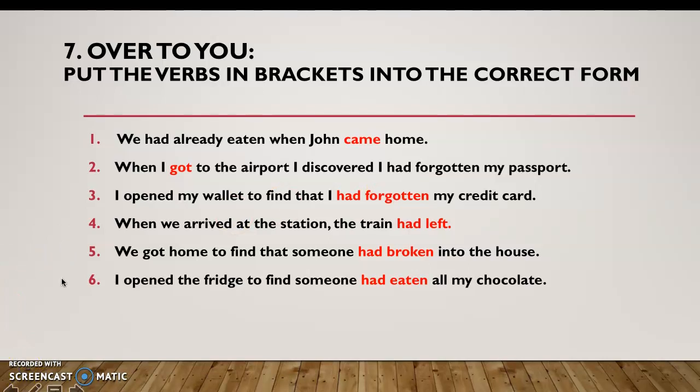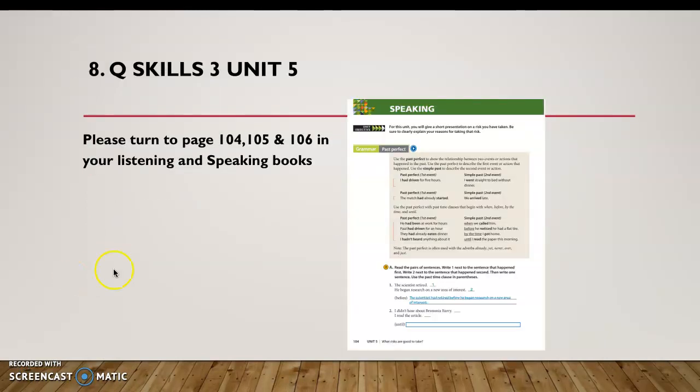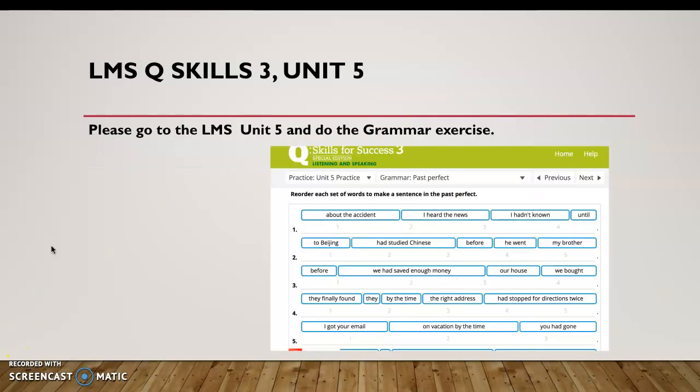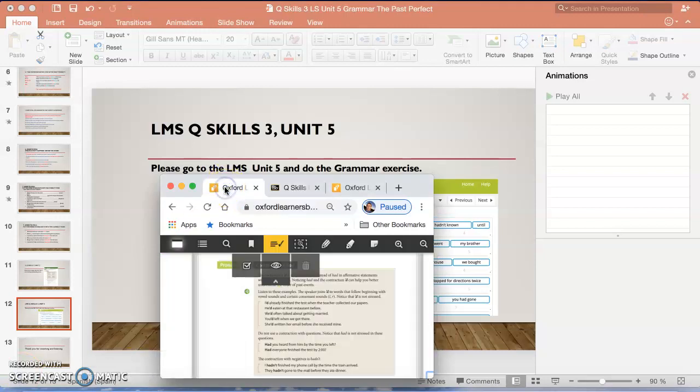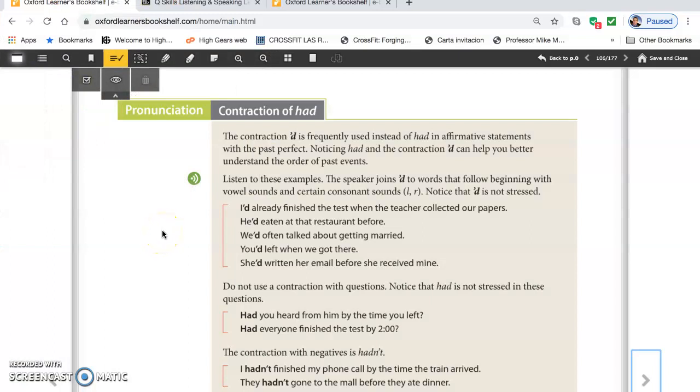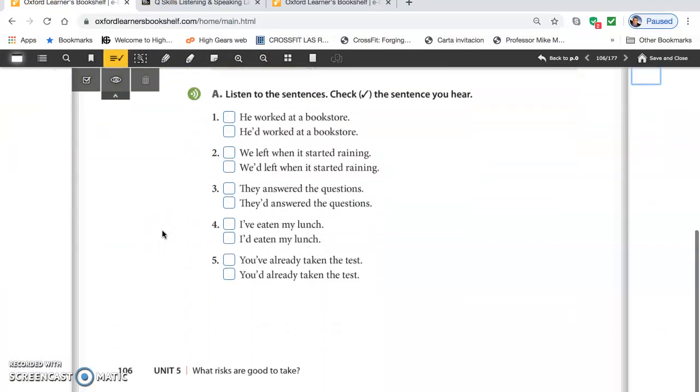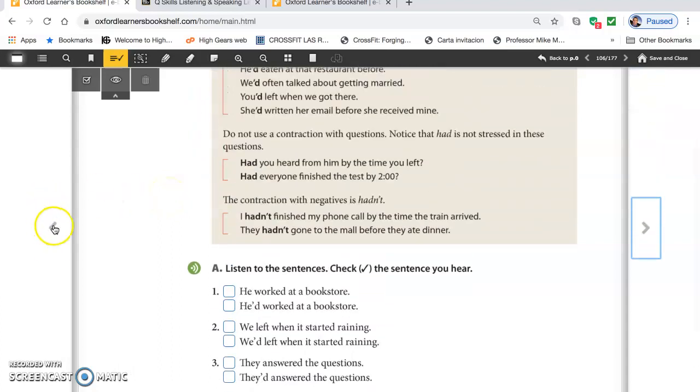Now then, we're almost finished. I'd like you to open your books at page 104, and we're going to do an exercise on page 104 and 105 and another one on 106. So, are you ready? And after this, we're going to go to the LMS Unit 5 and do the grammar exercises. Okay, let's go to the book. On this page, this is page 106, so we need to go back 2 pages.